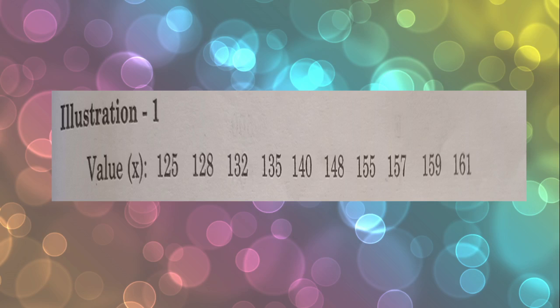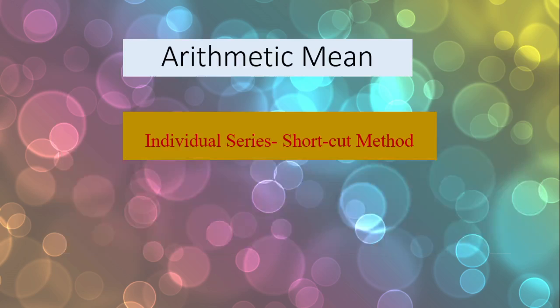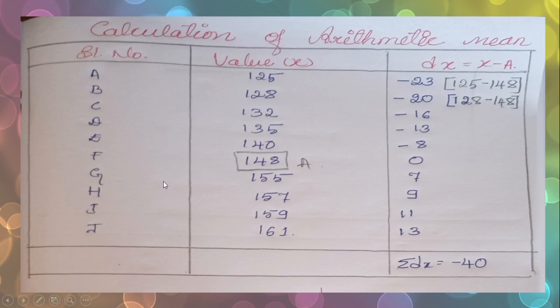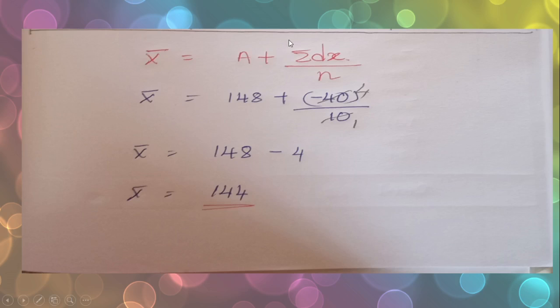So this is all about the individual series arithmetic mean calculation. We have solved the problem under two methods, direct method and indirect method. Under the direct method, the formula is x bar equals summation x divided by n. But in case of assumed mean or shortcut method, our formula is a plus summation dx divided by n. You should note down all the formulas separately on a separate page, because you have to remember many formulas.